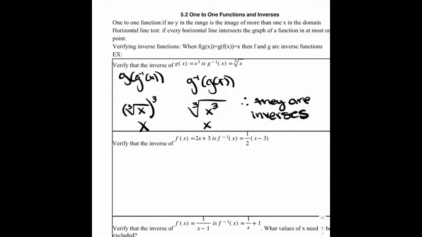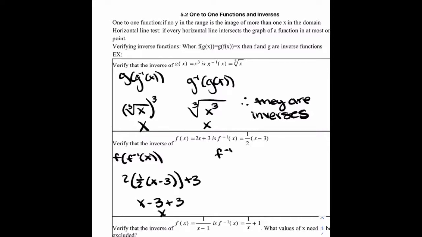All right, so now we're going to see if 2x plus 3 and 1/2 times x minus 3 are inverses. So let's do f of f inverse of x first. Let's plug in 2 times 1/2 x minus 3, and then plus 3, which equals x minus 3 plus 3, which equals x.